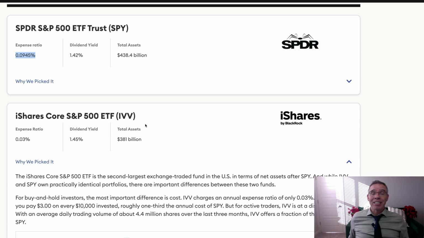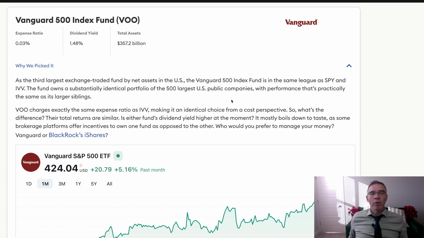The iShares ETF, which goes by the ticker symbol IVV, the S&P 500 ETF, its expense ratio is only 0.03%, so about 1/3 the cost of SPY. Scrolling down a little further, we find that the Vanguard S&P 500 ETF goes by the ticker symbol VOO. It also only has an expense ratio of 0.03%. Would you rather pay 0.03% or 0.0945%?